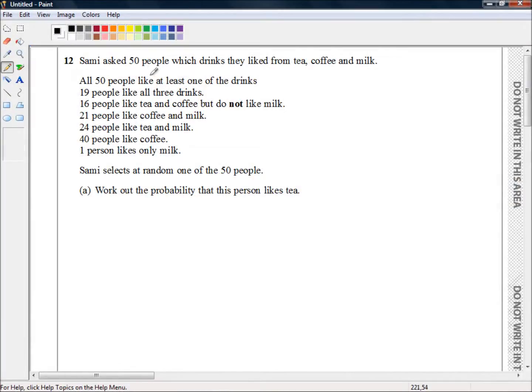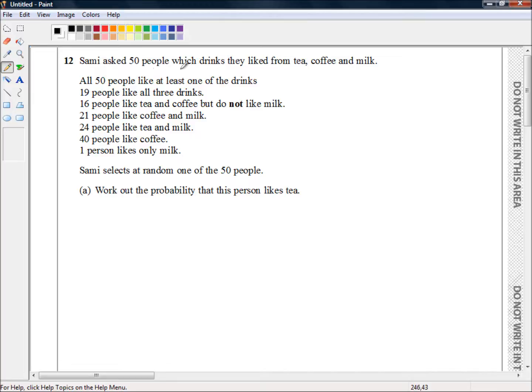Hello and welcome to the new style Edexcel GCSEs. These are the ones that go from grades 9 through to grade 1. This is paper 1MA1/3H. It's the third paper in the higher tier. It is a calculator paper, so we are allowed to use calculators, and we're picking up in question 12.